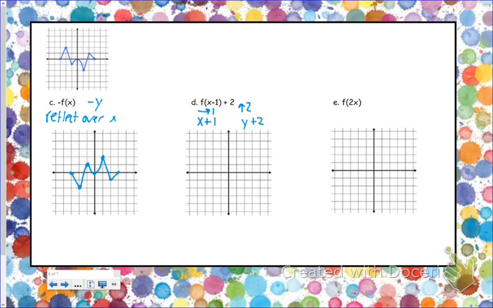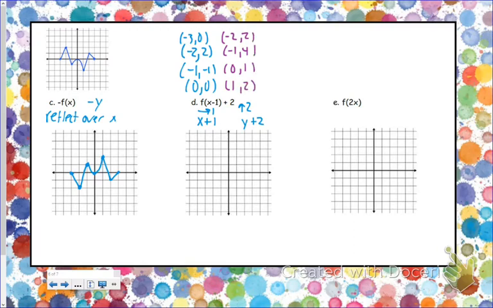So I'm going to start with those same original points. Those original points were negative 3, 0, negative 2, 2, negative 1, negative 1. I'm going to stop there for right now, just so you can see what we're doing. I'm going to take the x-coordinate for each of these and add 1. That becomes negative 2, negative 1, 0, 1. Then I'm going to take the y-coordinate and add 2. So 0 becomes 2, 4, 1, 2. And I'm going to plot those new points.